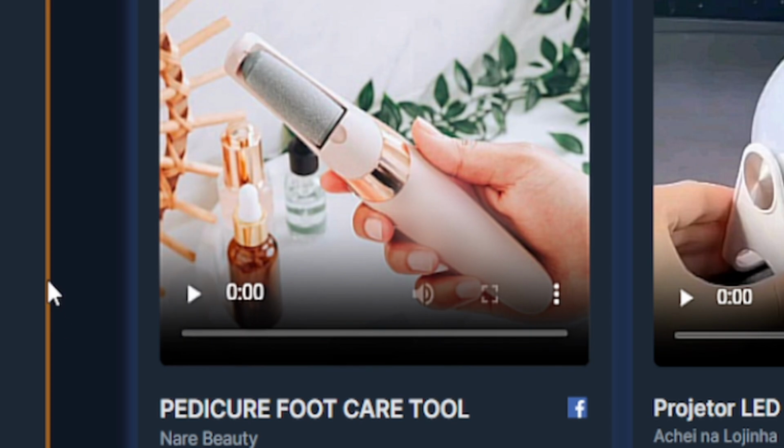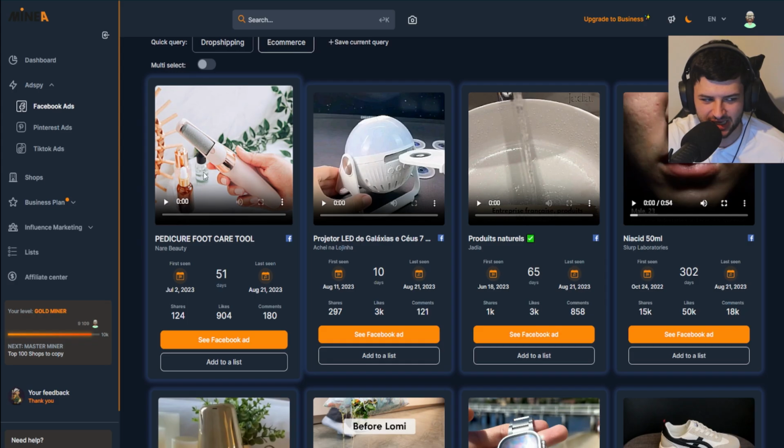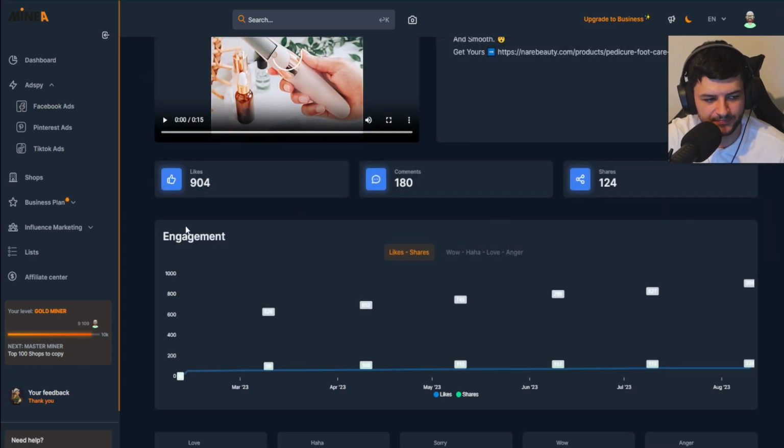So then we have this pedicure care tool, for example, which looks very similar to that nail tool I showed you earlier on AliExpress. And we can take a look. So let's say we're interested in selling this if we're in the beauty niche. So we just click the ad.